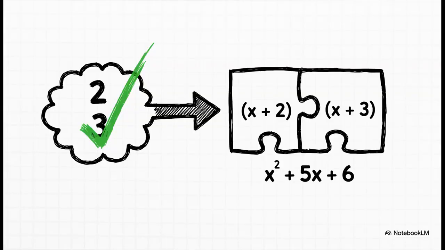And seriously, once you find that pair, you're pretty much done. The job's finished. The expression just becomes x plus 2 times x plus 3. See how that works? We just turned what looked like a confusing puzzle into a simple, step-by-step process.